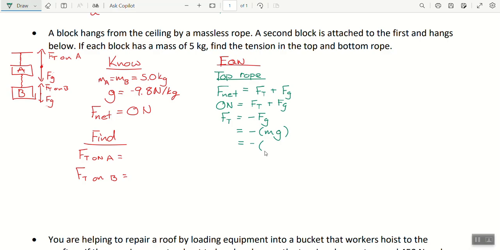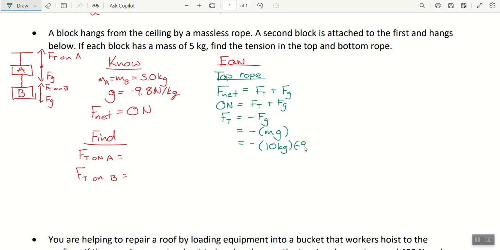And then here's the trickiest part of this problem. On this top rope, how much weight or mass is it supporting? 5 here. Does it also have to hold up this one though? It does. So how much total? 10. There's 2 masses being suspended at the end by this rope. So we have 10 kilograms times, what's gravity?